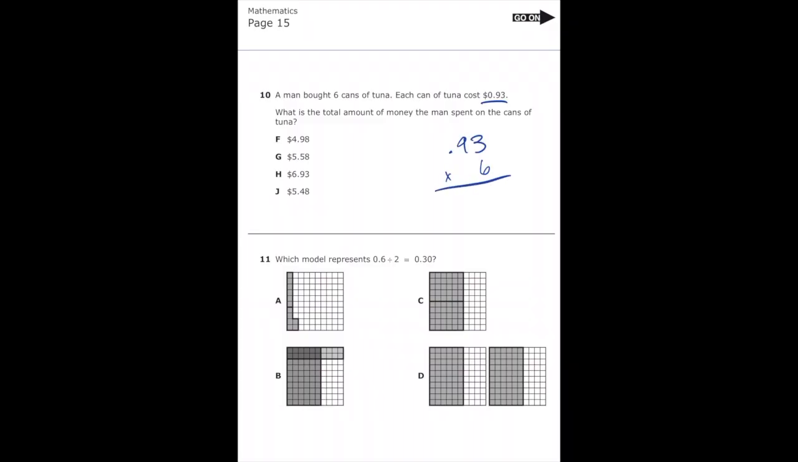0.93 times 6. So 3 times 6 is 18. 6 times 9 is 54, plus 1 is 55. And we have 2 numbers to the right of this decimal. So I'm going to make my decimal right between these 2 5s. And my answer should be $5.58, which is letter G.